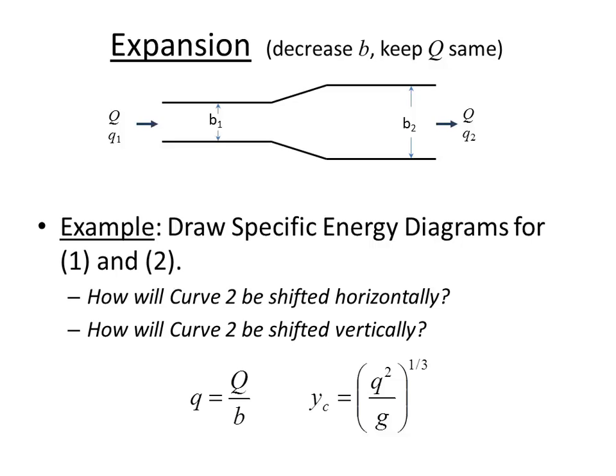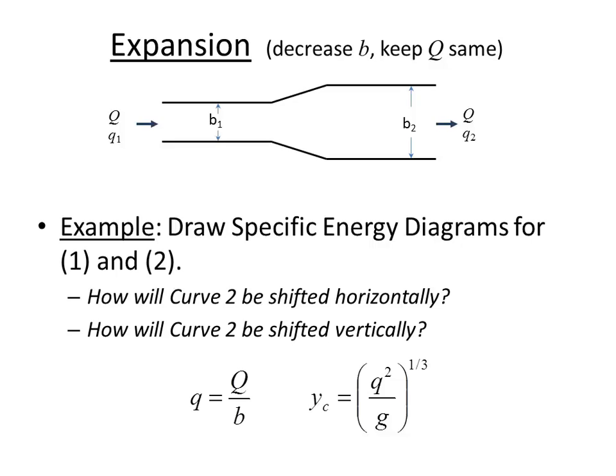An expansion means that B increases. And if B increases, then flow per unit width decreases. And if flow per unit width decreases, then Y sub C is smaller. And if Y sub C gets smaller, then so does the minimum specific energy.